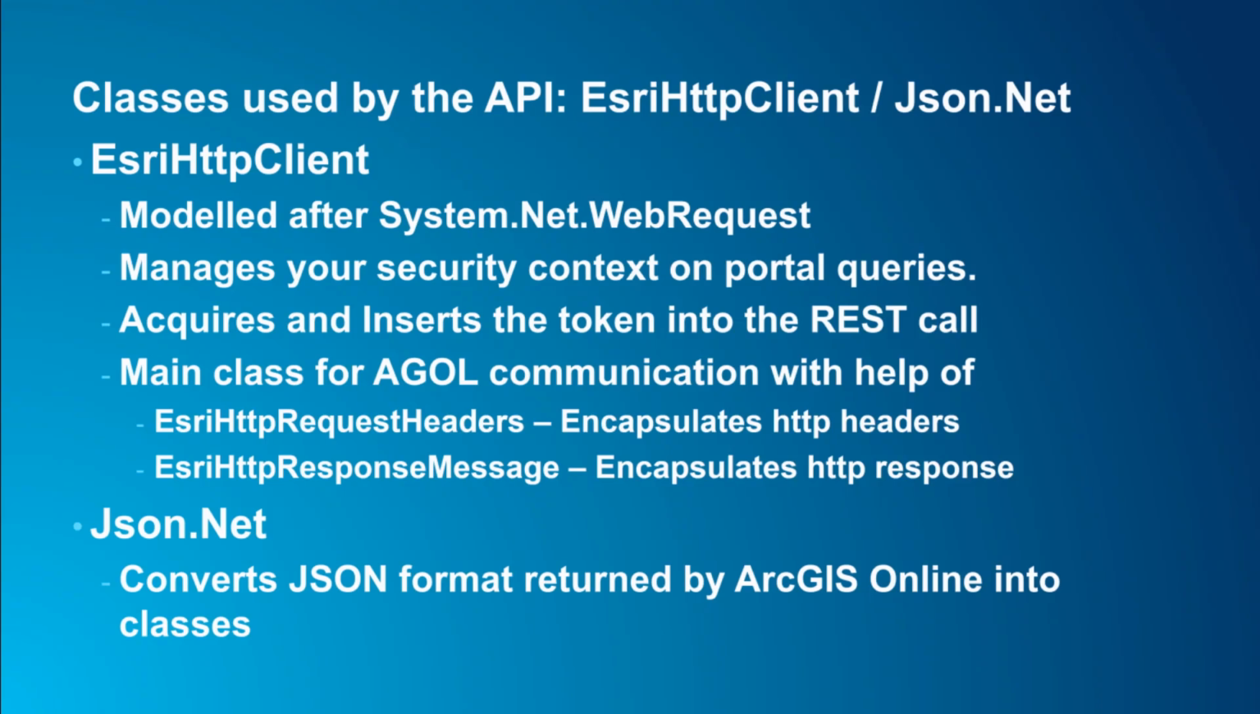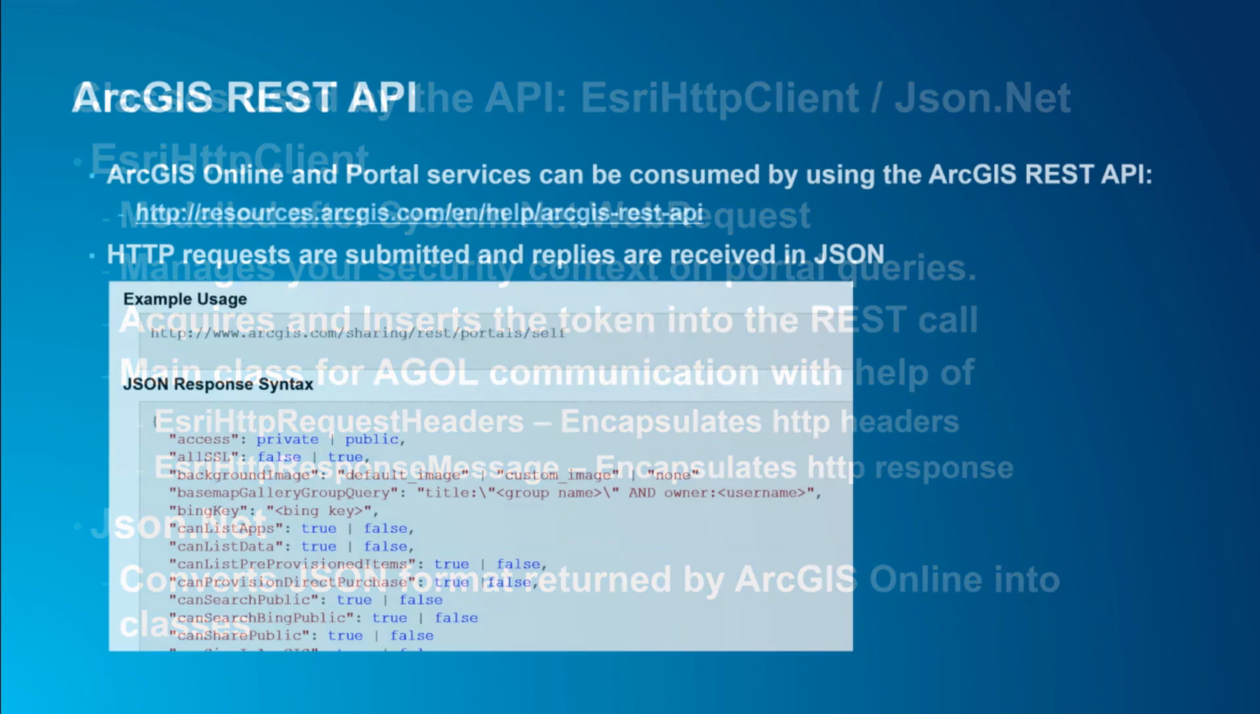And then finally, we're also looking at JSON.NET. As I said earlier, that's a Microsoft class that you can install, I think through NuGet. And this class we use to convert the JSON format that's returned by ArcGIS Online into classes. And there are probably many more libraries that you can use to process your returned JSON format.